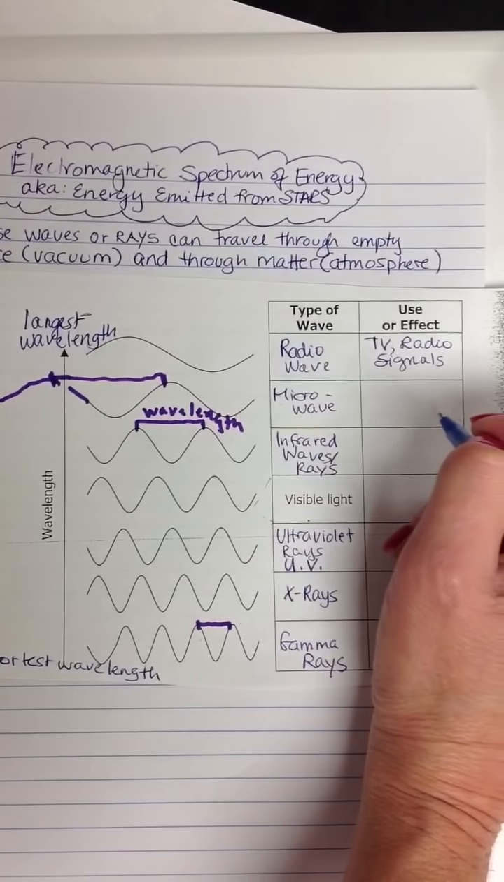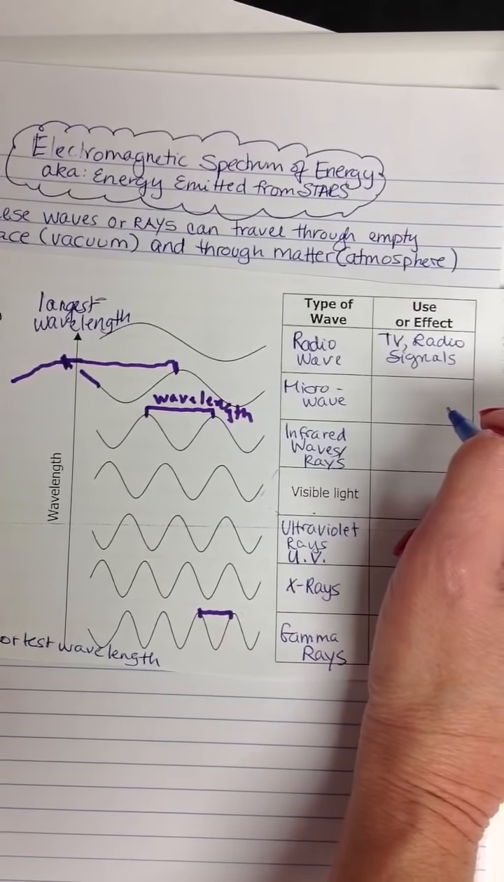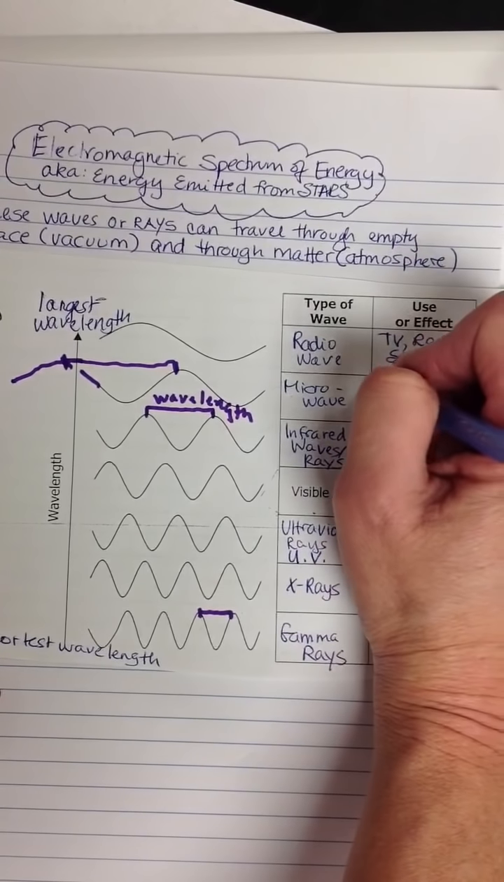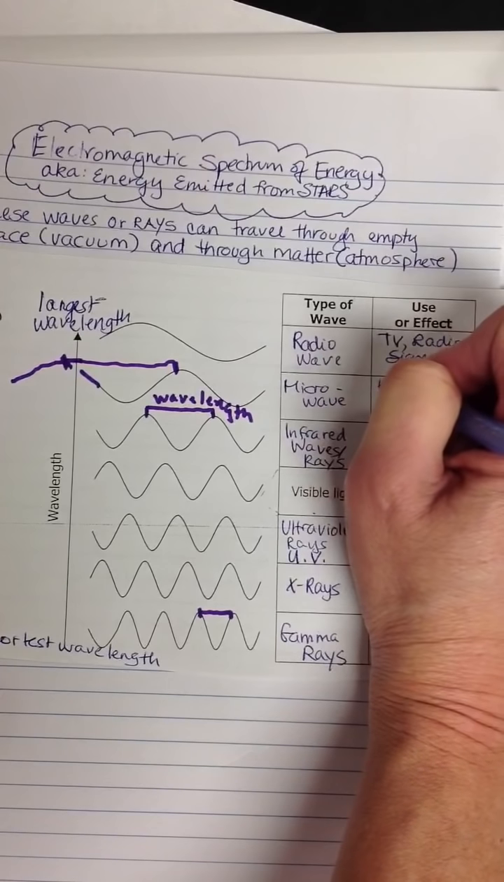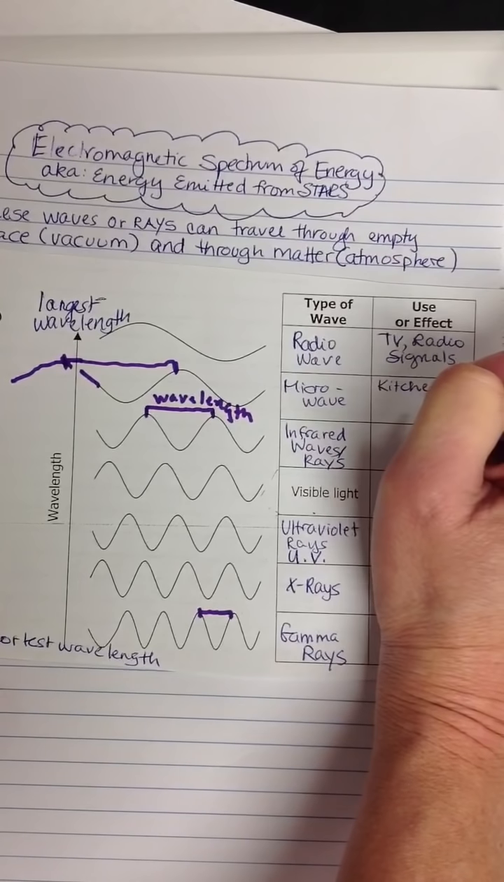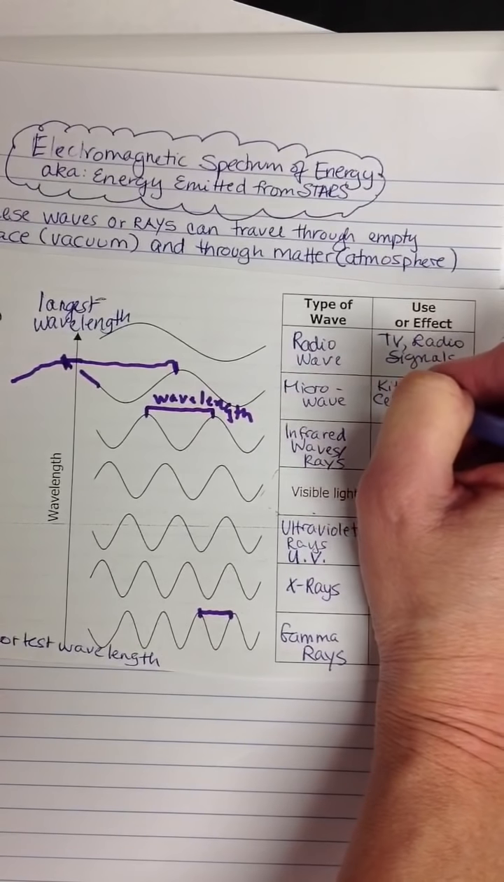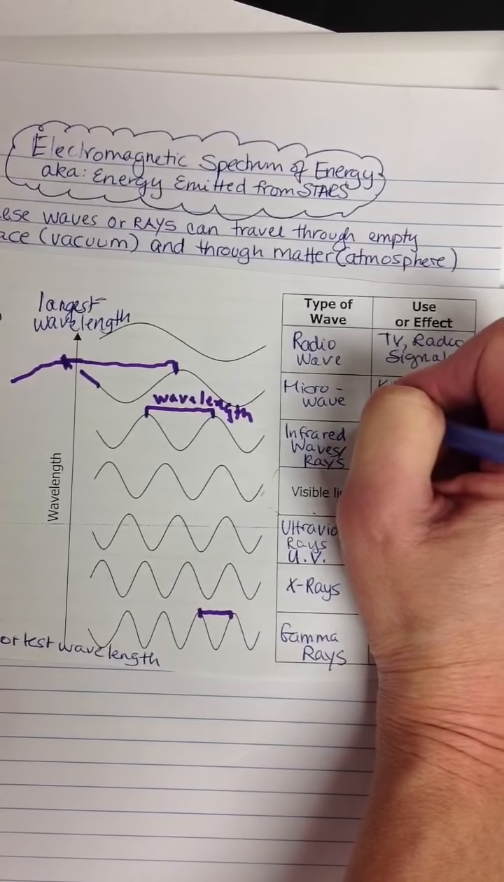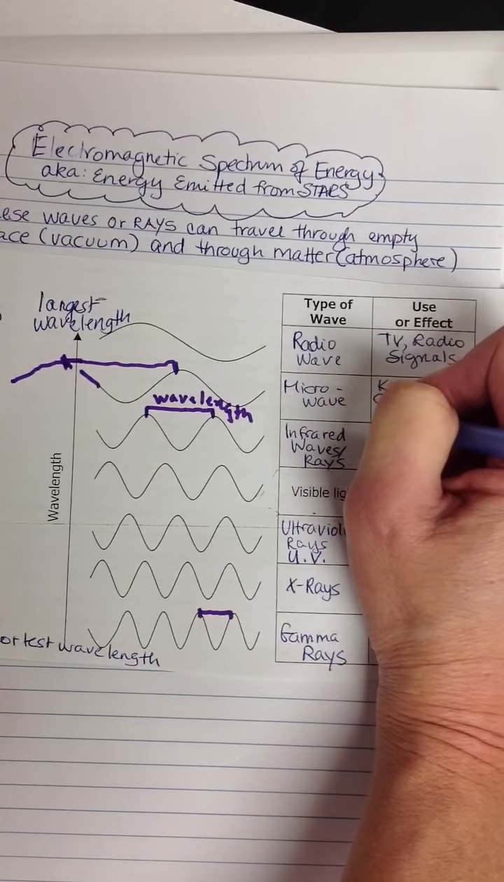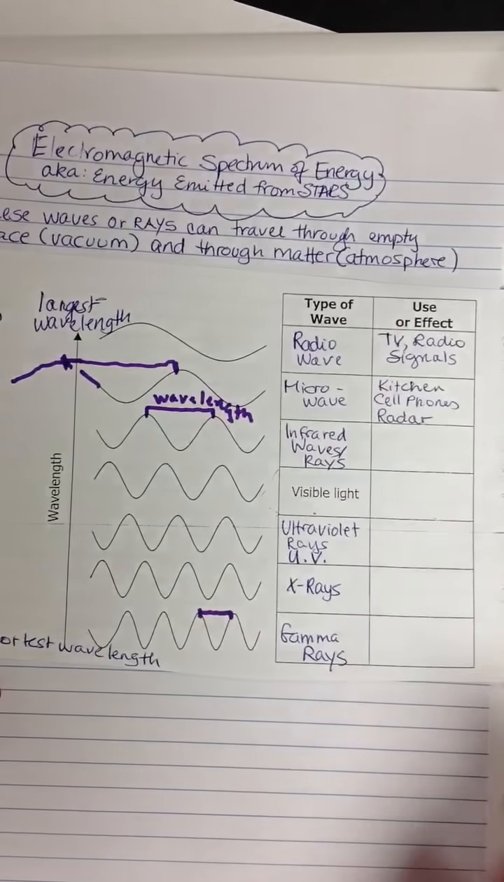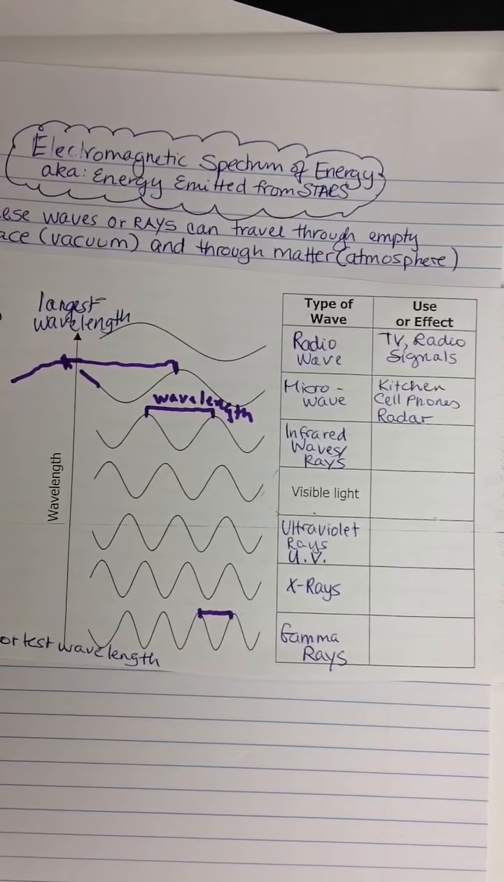Microwaves, you're all familiar with the microwave we have in our kitchen to heat our food. But also microwaves, if you didn't know, are used in cell phones. And they are used in radar detection, like from police officers maybe trying to catch a car that's going too fast. That would use a radar detector.